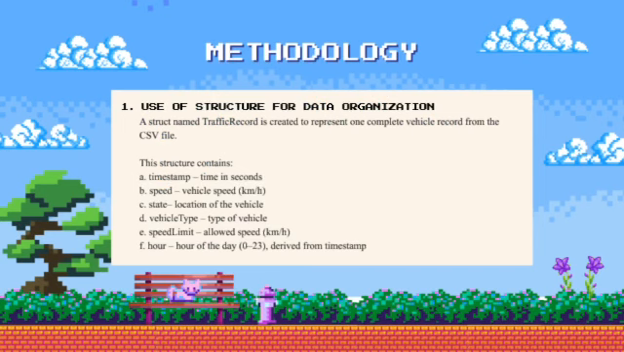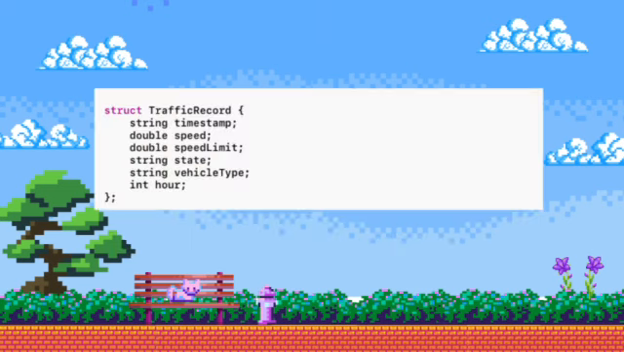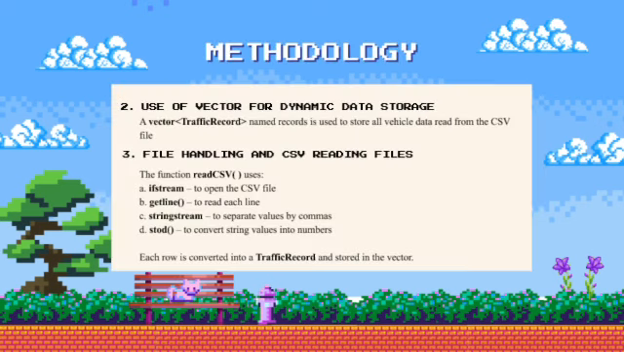The first methodology is use of structure for data organization. Here we use a structure named TrafficRecord to represent one complete vehicle record from the CSV file. Here I'm showing the structure definition from our project code. This structure stores related data such as timestamp, speed limit, state, vehicle type, and hour in one unit. Using a structure improves code readability, maintains data integrity, and makes it easier to pass vehicle records into different functions. Next, the second methodology is use of vector for dynamic data storage. We use a vector of TrafficRecord to store all vehicle records read from the CSV file.